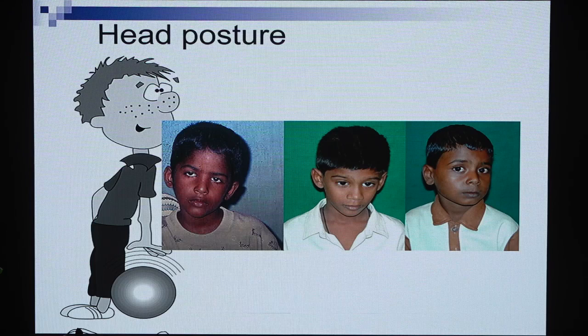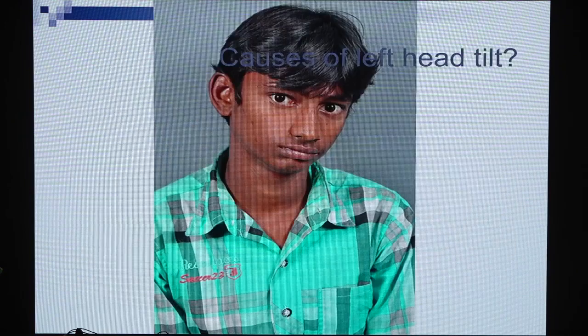We come across children in the age group of 8-10 months with a significant head tilt. Uncorrected high astigmatism is a very, very common cause of having a head tilt. So we need to look at what exactly is the cause.